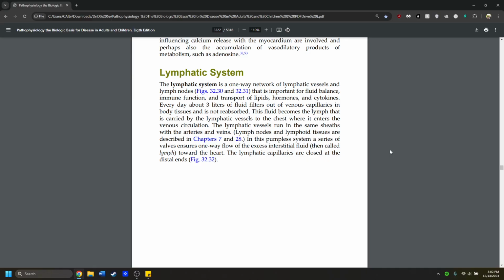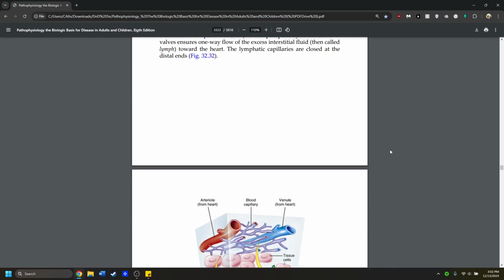Lymph nodes and lymphoid tissues are described in Chapters 7 and 28. In the pumpless system, a series of valves ensures one-way flow of the excess interstitial fluid towards the heart. The lymphatic capillaries are closed at the distal ends.